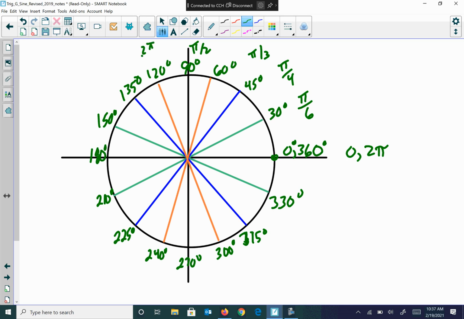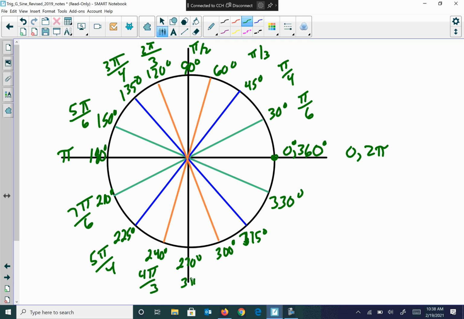Thanks. What's 135? You guys are so cool. What's 150? Yay. I'll take care of this one. That's just pi. What's 210? 7 pi over 6. 225? 240? 4 pi over 3. 3 pi over 2. 300 is 5 pi over 3. 315. And 11 pi over 6.